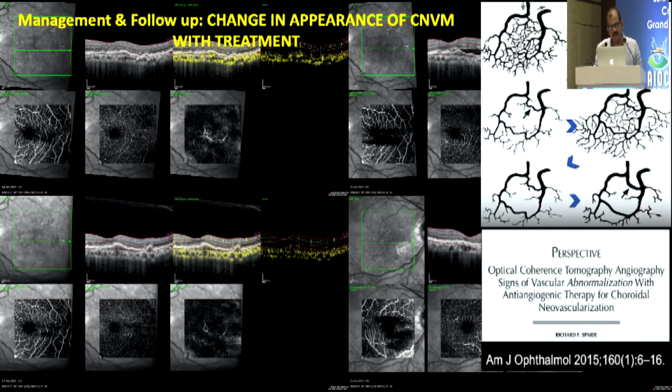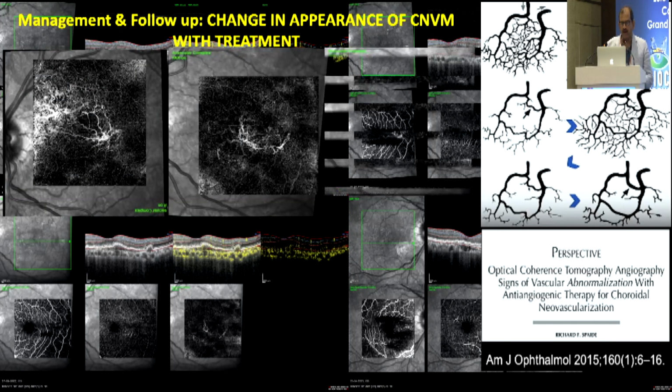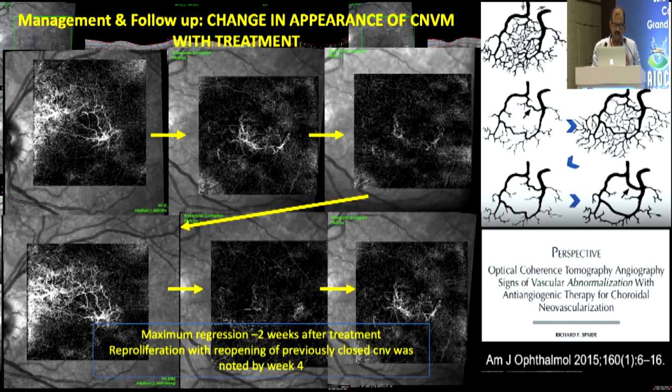These are the sequential photographs, and if you treat these patients with anti-VEGF injections, these vascular fronts change in shape and their vascular pattern. The maximum regression of these vascular fronts, the capillaries and the branching network, occurs at 2 weeks after the treatment. The reproliferation and reopening of the previously closed choroidal neovascular membrane is again noted by 4 weeks. So all these features are helpful in managing your patient, how the patient is responding.